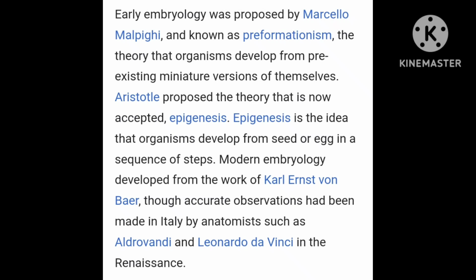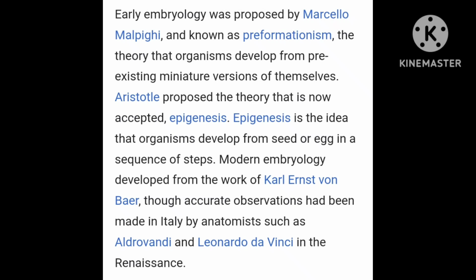As you can see, Ernst von Baer actually developed modern embryology, and accurate observations were made by Leonardo da Vinci and Aldrovandi in Italy. This is another thing to be kept in mind. Epigenesis is one of the commonly accepted theories right now.